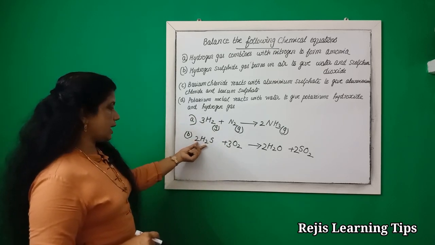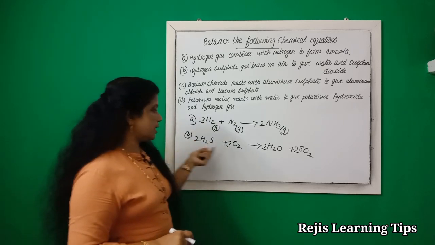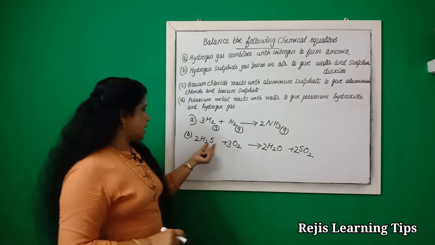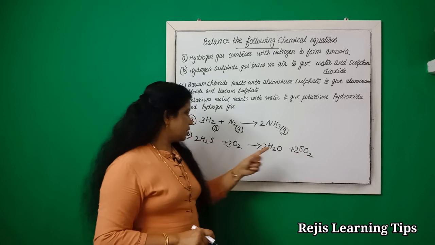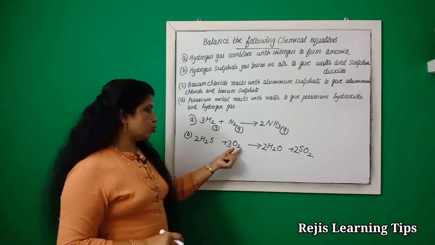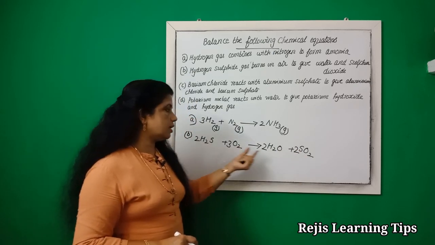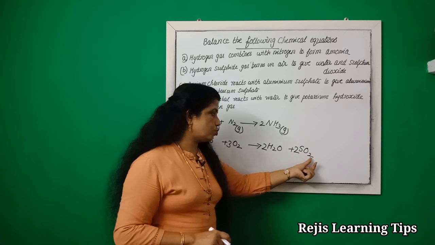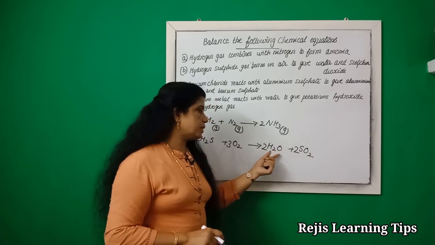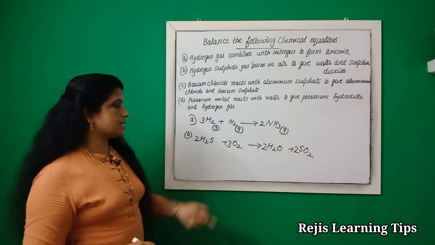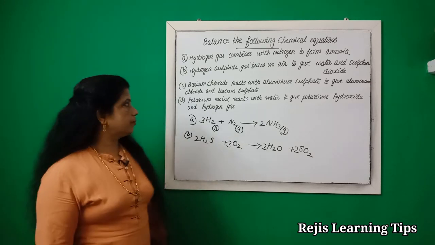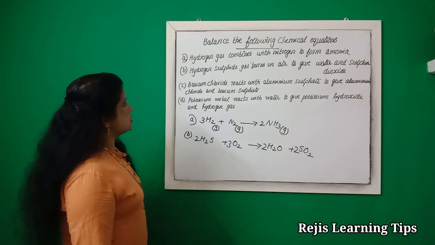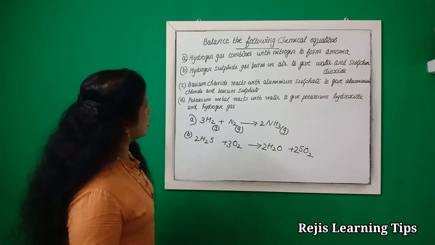So total 4 hydrogen atoms on the reactant side, and here also 4 hydrogen atoms, and sulfur means 2 sulfur atoms are here, here also 2 sulfur, and 3 into 2, total 6 oxygen atoms are here, here also 2 into 2 means 4 plus 2 means that is 6, so this equation is a balanced chemical equation. Okay, then we can check whether the physical state is given there or not.